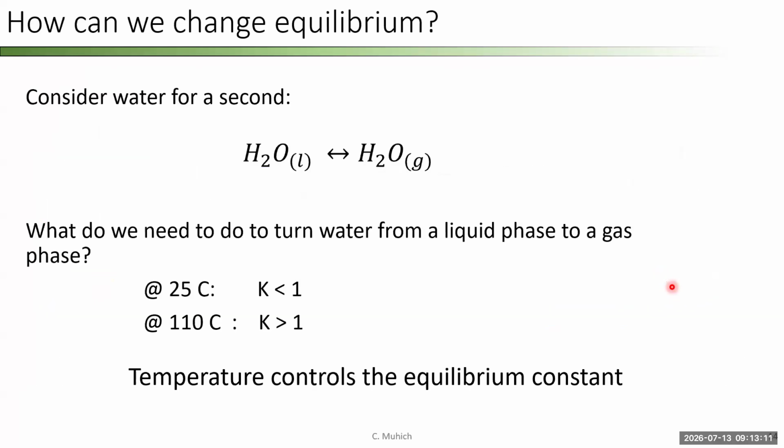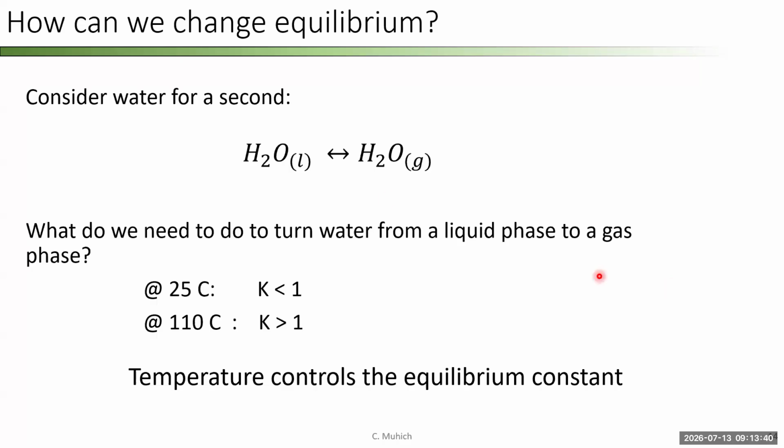All right, so one of the things that we often want to do is change the equilibrium. We want to move molecules from one location to another so that we can separate them. How can we change this equilibrium constant? Because I just said that at a specific temperature, K cannot be changed.